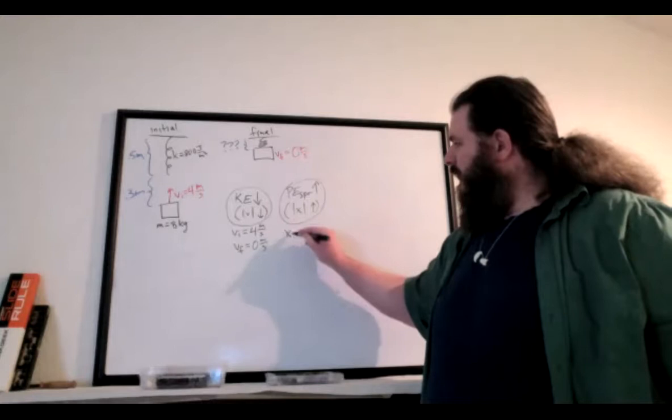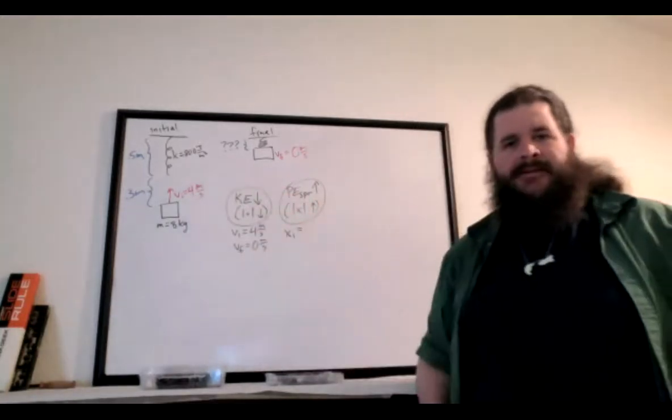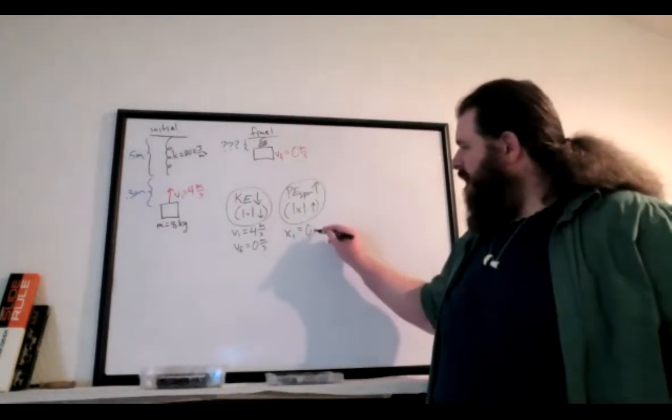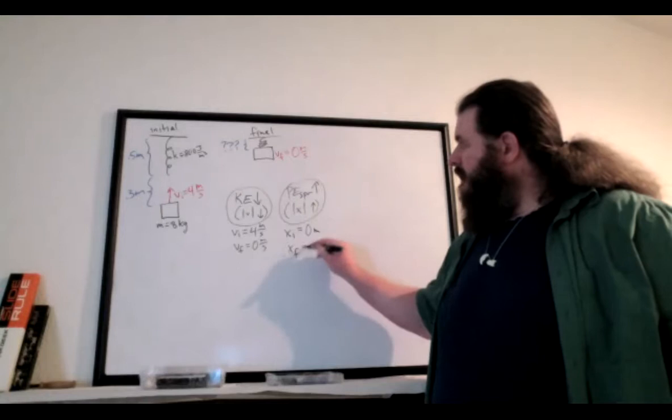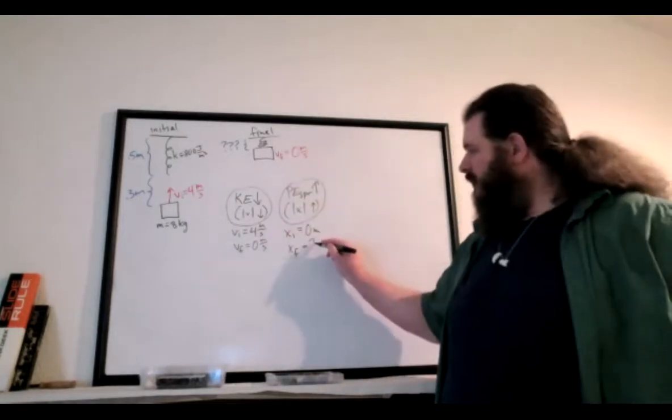We start at, how much is the spring compressed at the beginning? It's not compressed at all. Right, so we say x initial is 0 meters. X final, in the end, we don't know how much it's compressed. So we're going to treat this as an unknown.